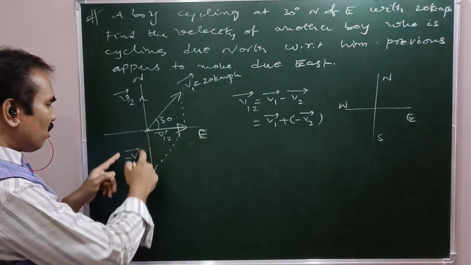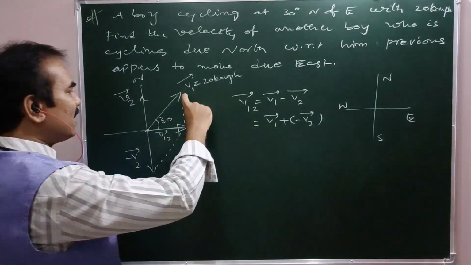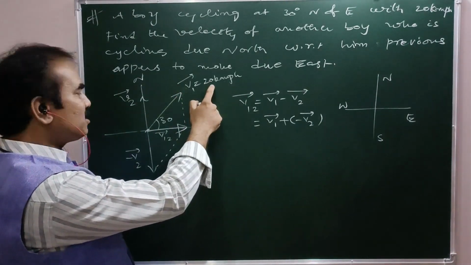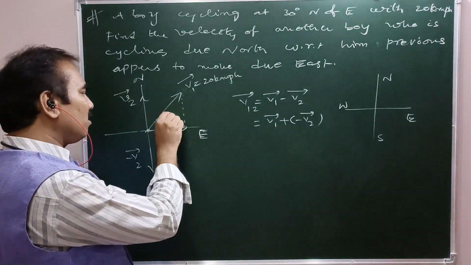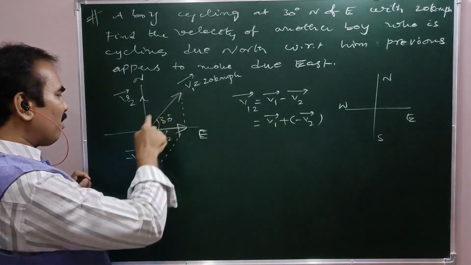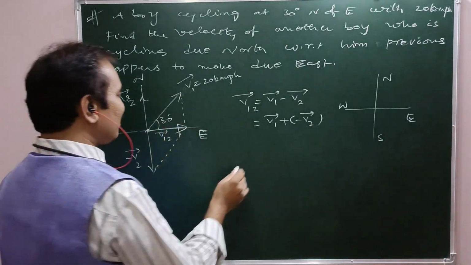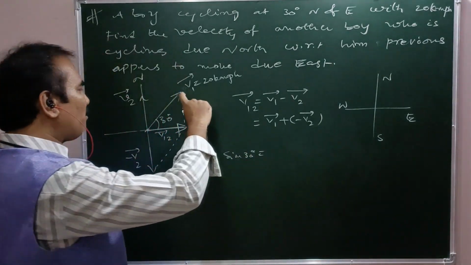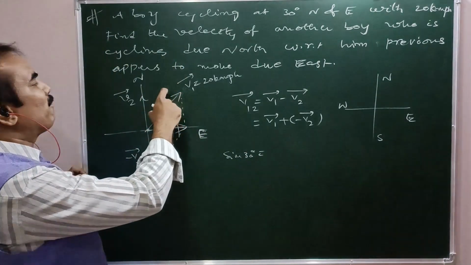Now what is the magnitude of minus v2 bar? v2. So this side is v2, unknown. This side is v1, that is known, 20 kmph. Here 30 degrees also. Now from this right angle triangle, sin 30 equal to opposite side by hypotenuse.